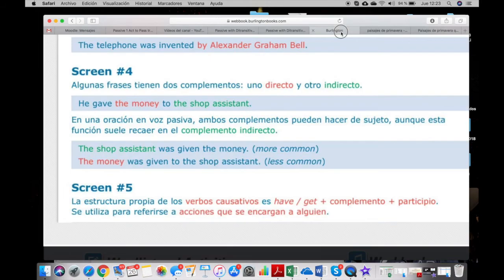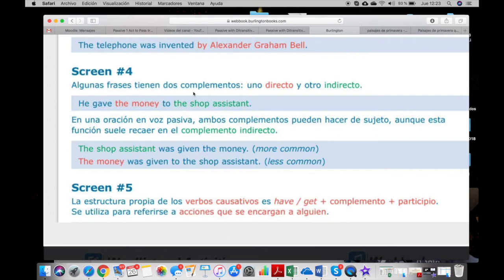Okay, now the first thing we're going to see is an example, okay? Because some sentences have got two objects, that's why they are called ditransitives, ditransitivos. They have one direct object and one indirect object, okay? So this is an example. In the active voice, he gave the money to the shop assistant, right? There are two objects: direct object, the money; to the shop assistant, indirect object, okay?